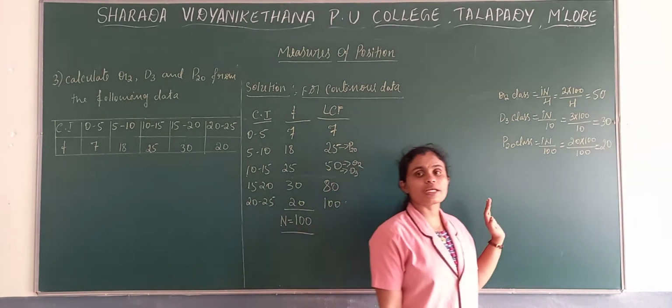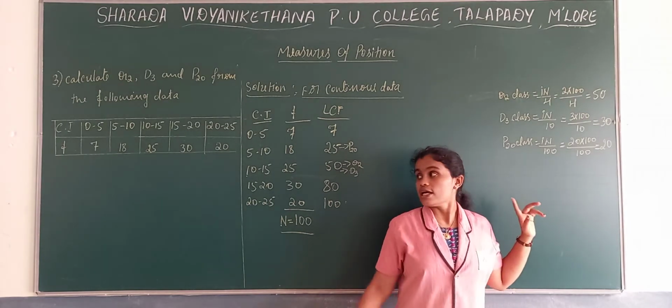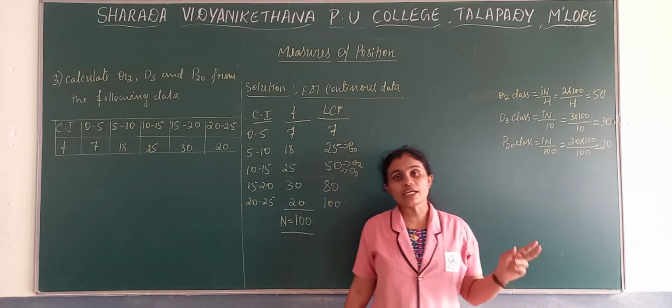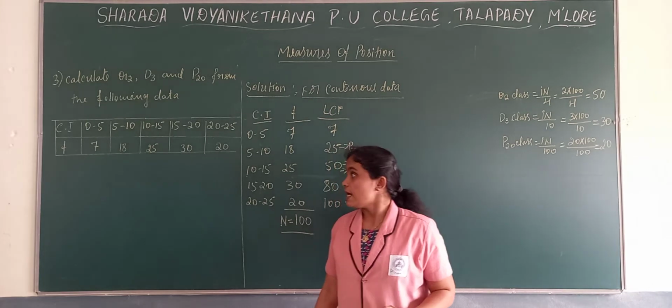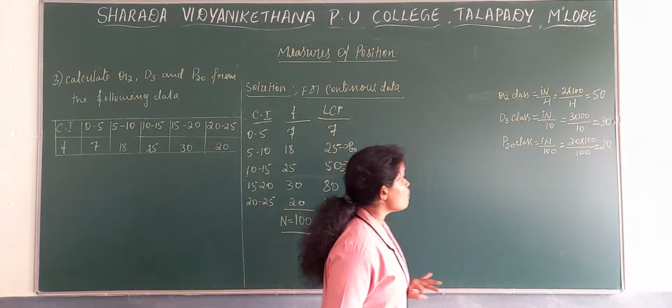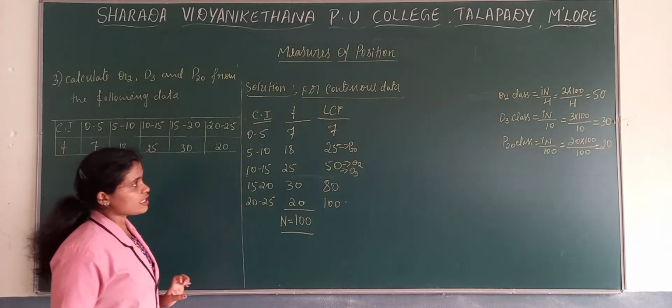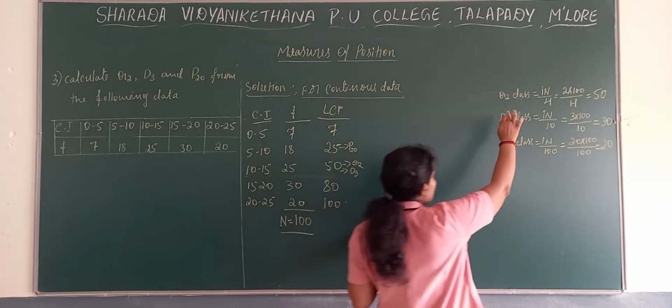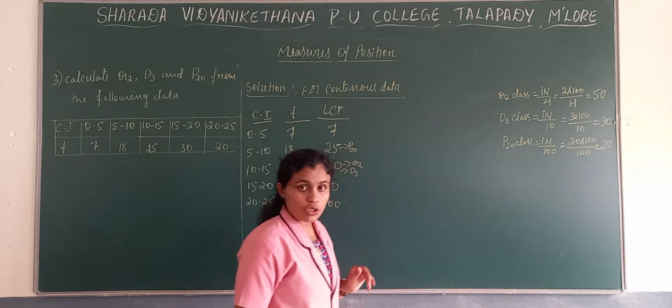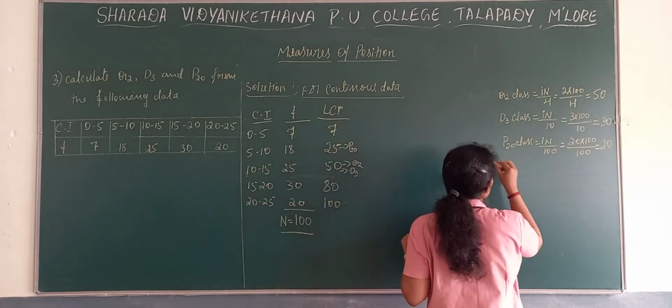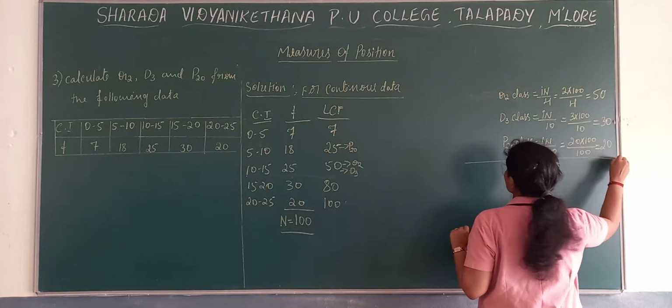How do we proceed in case of median, N by 2? Then we need to see in LCF and define the class there. Now we come to the main formula of quartiles, deciles and percentiles. We already defined the Q2 class. Now we will find out the value of Q2.